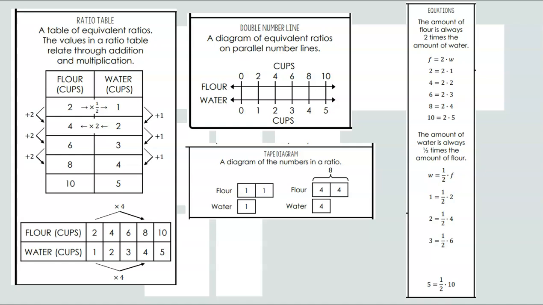It also works when the water is always 1/2 times the amount of flour. That's the other relationship we were using. This time they write the equation as W equals 1/2 times F for the water and the flour relationship, because you're taking 1/2 times flour. Our missing equation then is 4 equals 1/2 times 8.